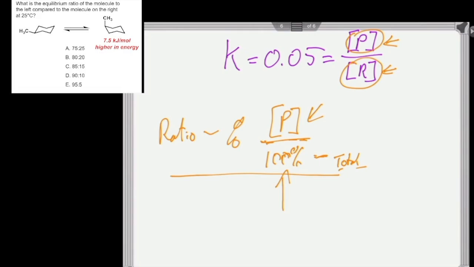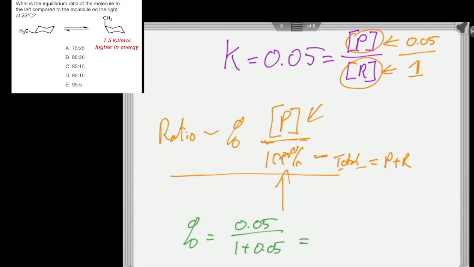K as it's represented is like saying products is equal to 0.05, reactants is equal to 1. So total is products plus reactants. If I convert it through, the percent value would be given by 0.05 over 1 plus 0.05, which is mathematically pretty close, 0.048, or approximately 5% of the overall system. The answer in this case is still 95 to 5.